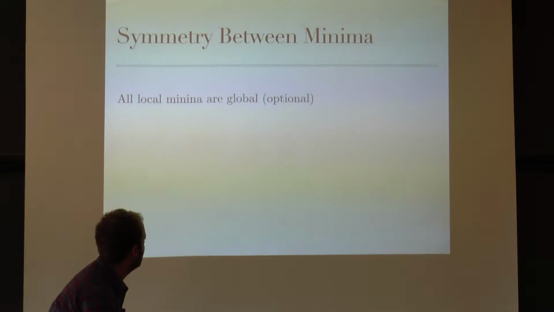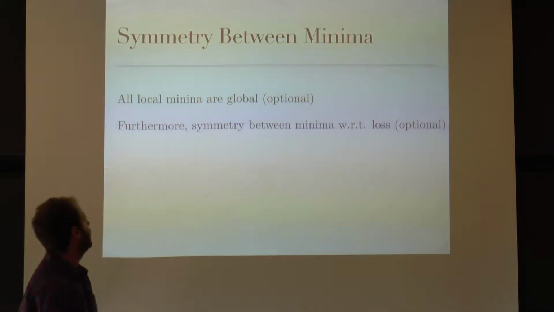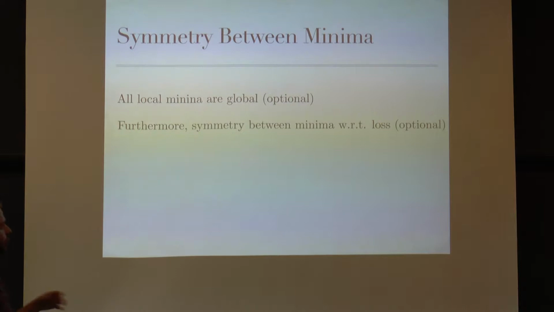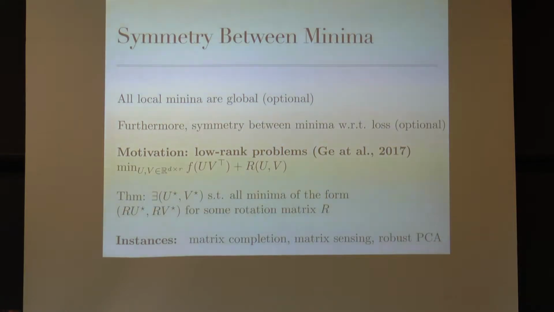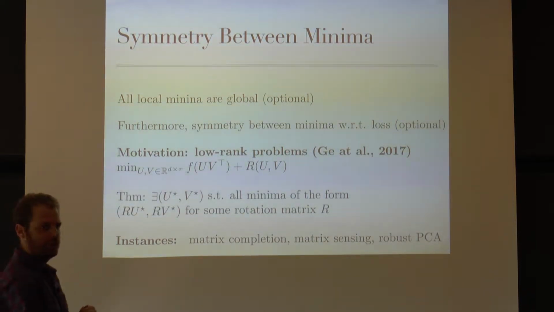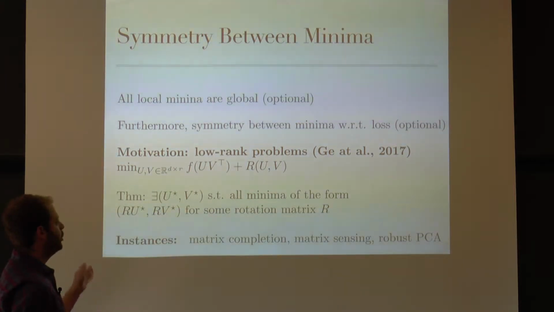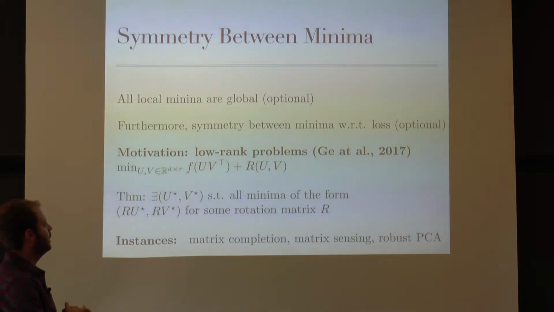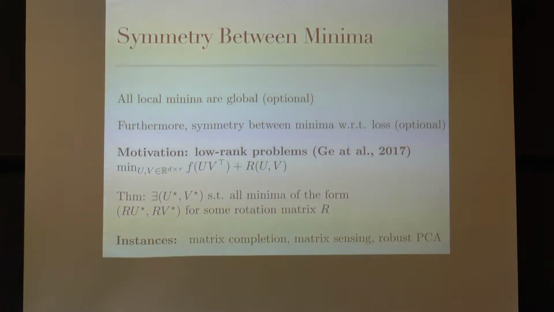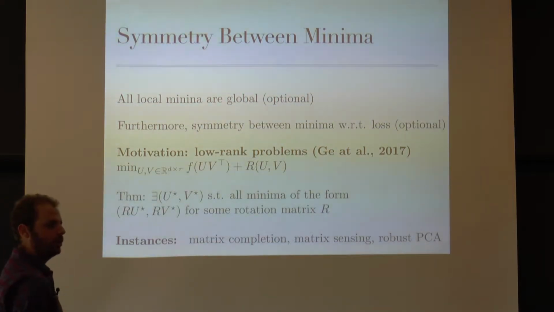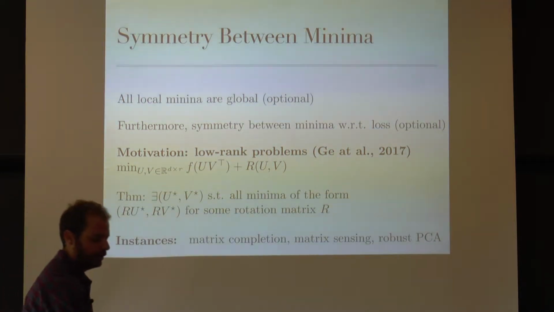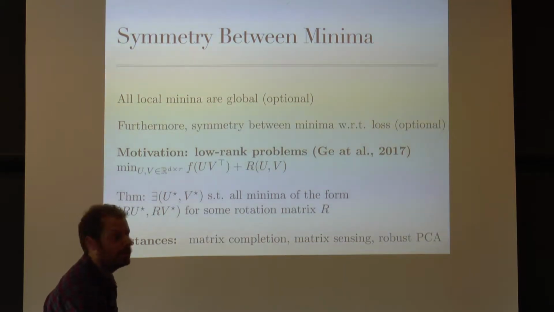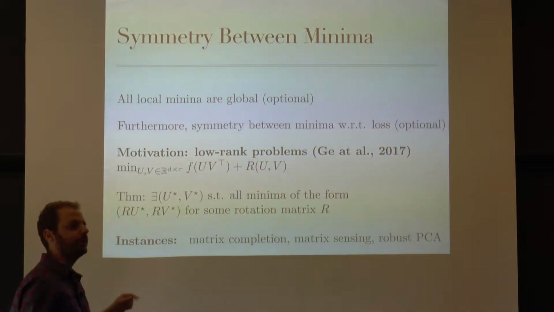As the picture shows, strict saddle points are critical points where there is still a direction to decrease the function. They are not local minima. And they are strict in the sense that they can be relatively easily distinguished from local minima, and we will define it soon. The additional, optional assumption that we make is that all local minima are global, and also that there is some symmetry between minima with respect to the loss. Let me explain what I mean. The motivation is that the strict saddle problems that have been investigated so far have this form of low-rank problems, where we minimize over two matrices U, V of size d times r. So r is smaller than d. This is the low-rank parameter. And the objective is F of UV transpose plus some regularization term. It's a different r. Yes, this is a different r.